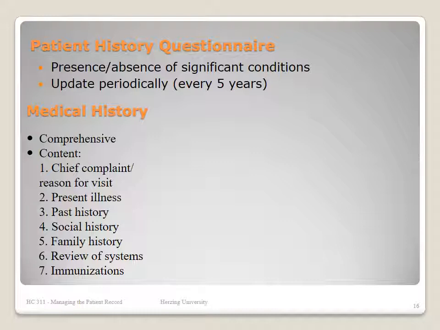Both a patient history questionnaire and a medical history are recorded in the medical record. The patient history questionnaire is completed annually or every few years. This is a form that allows the patient to update their personal medical information. The medical history is completed each visit. Its content items are listed on the slide. The chief complaint or reason for visit, present illness, and review of systems helps the ambulatory center and physicians to determine how to best treat that patient.